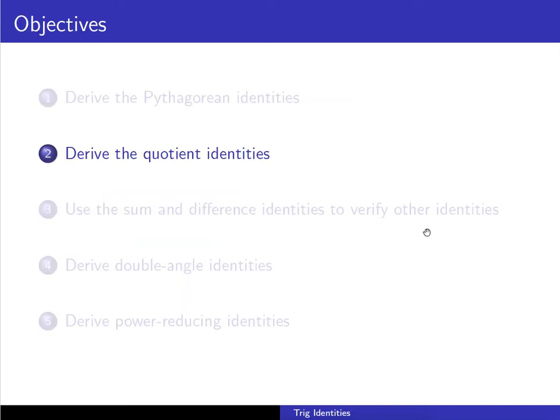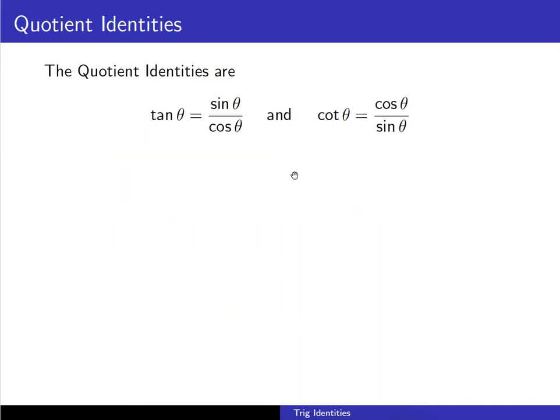Our next identities we're going to look at are what are known as the quotient identities, which allow you to express tangent and cotangent in terms of sine and cosine. So the tangent of any angle is the sine of that angle divided by the cosine of that angle. And the cotangent of any angle is the cosine of that angle divided by the sine of that angle.